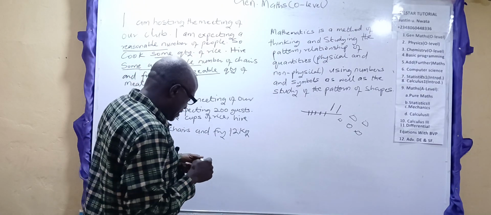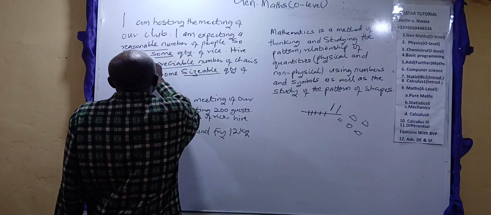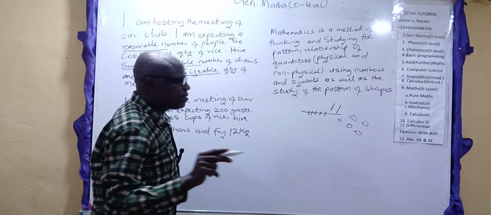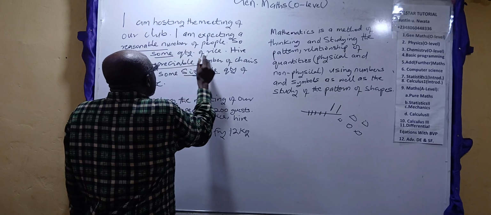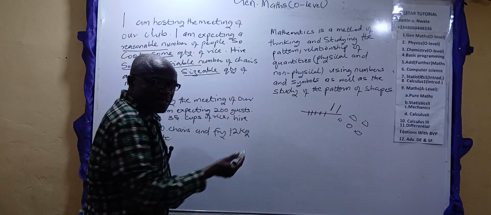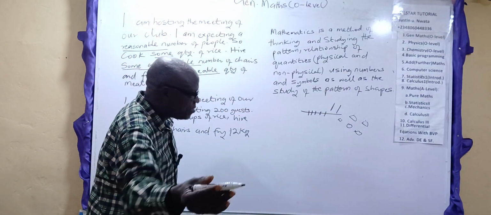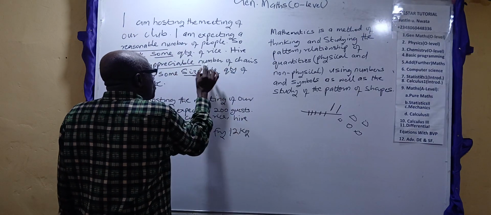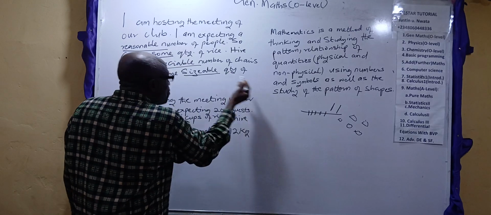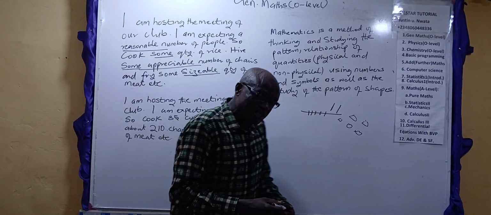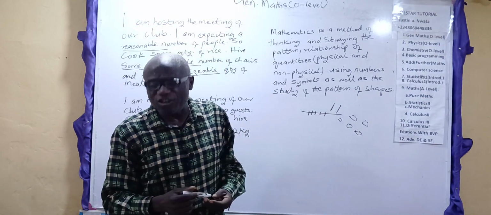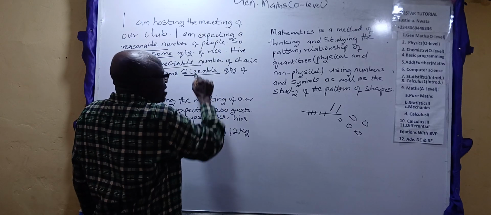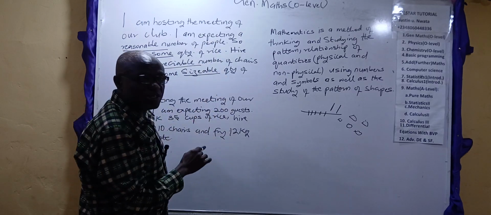The question you ask yourself now is this: what is reasonable in the eye of the madam may not be reasonable in the eye of the housemaid. Cook some quantity of rice. What do you mean by some quantity of rice? What is some to the madam may not be some to the housemaid. Hire some appreciable number of chairs. The same confusion continues. And then fry some sizable quantity of meat. What do you mean by sizable? What is sizable in the eye of the madam may not be sizable in the eye of the housemaid. You can see how imperfect this type of communication is. There are bound to be misunderstandings with this type of communication. There are bound to be quarrels between the madam and the housemaid.